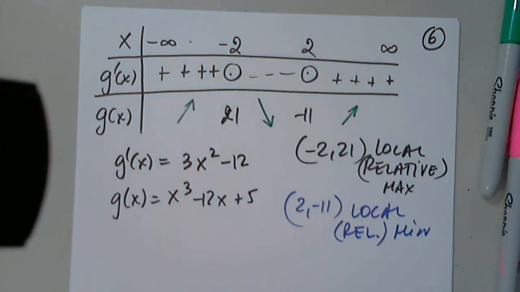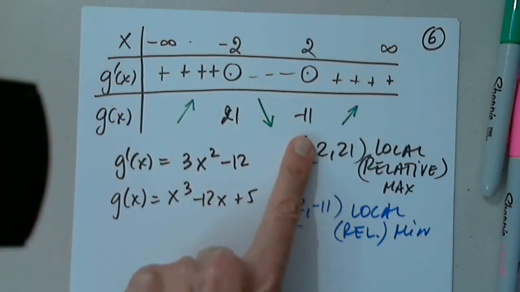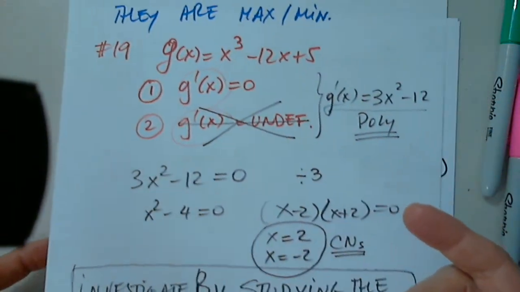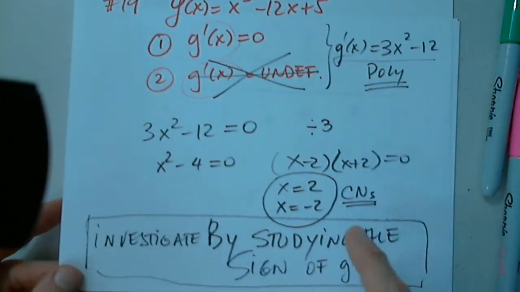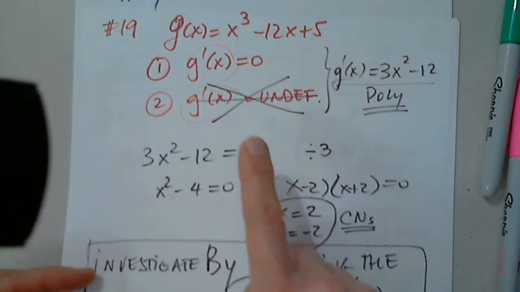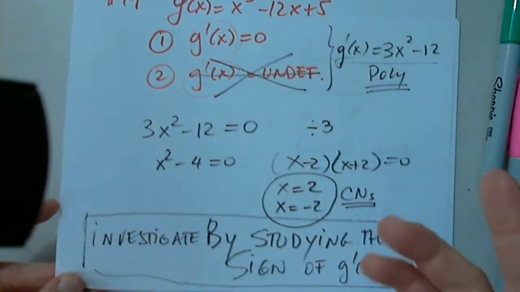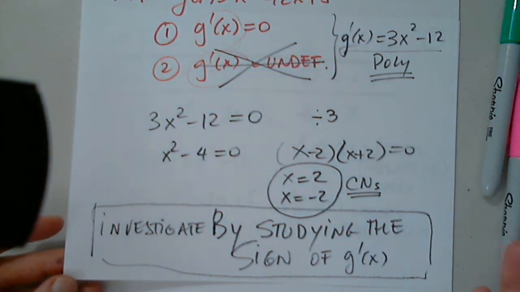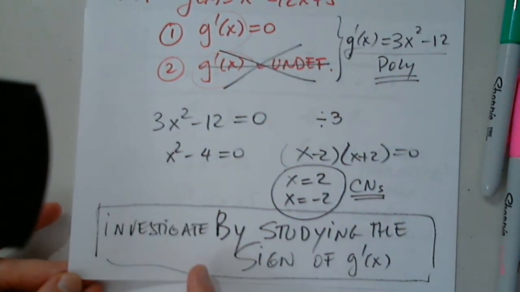So yes, the function has a relative max and a relative min, local max, local min, and we answer the problem. Number 1 was asking us, does it have critical numbers? Yes, we did find 2 critical numbers. Then we were happy. Okay, are they max or min? I have no clue, not until I studied the sign of the derivative.